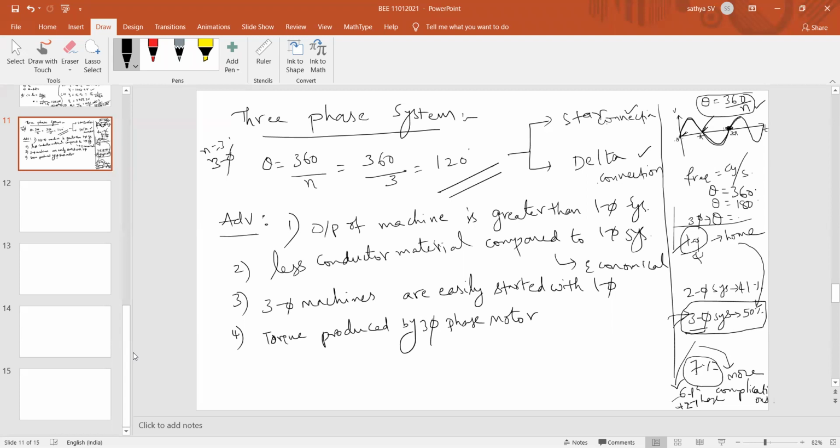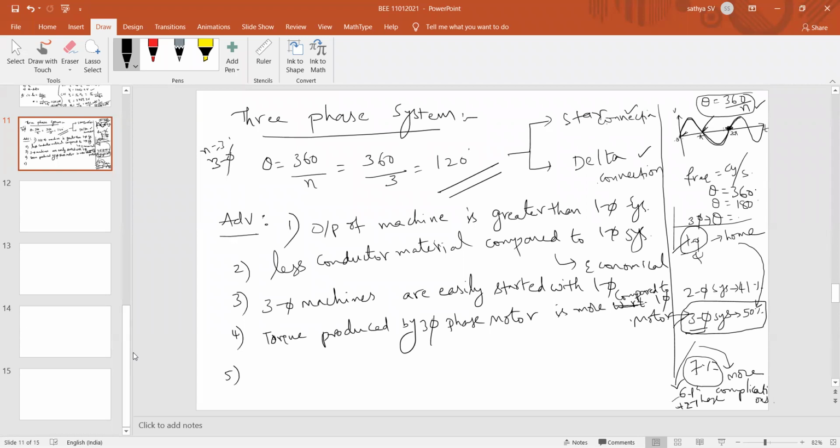when you compare it with the single phase motor, it has a higher value, nothing but more, more compared to single phase. Or you can simply write, compare it to single phase motor, right? And are there any other points?